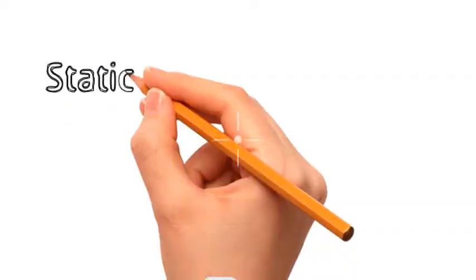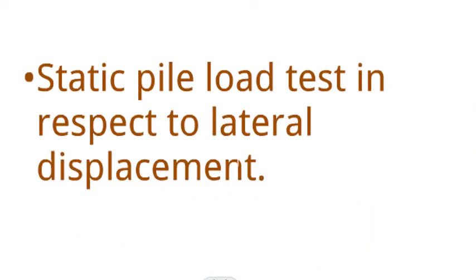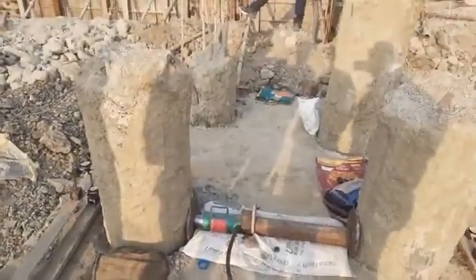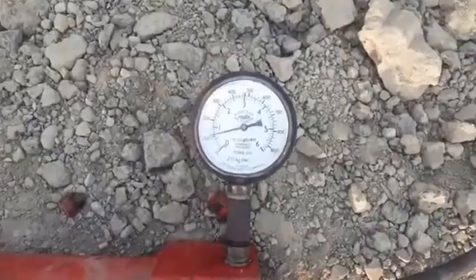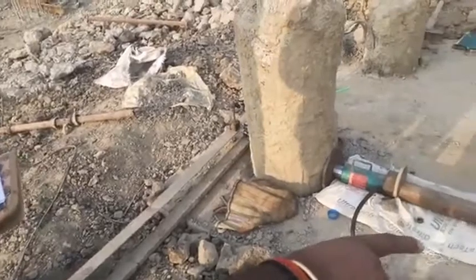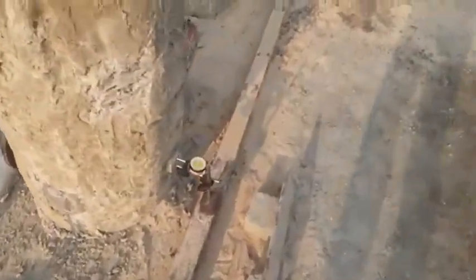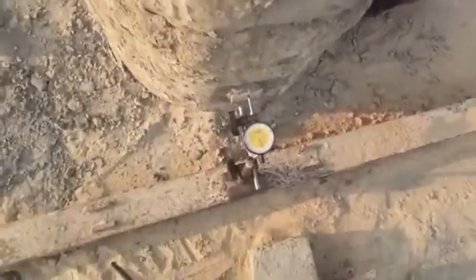The third one is the static pile load test in respect to the lateral displacement. To carry out the static pile load test in respect to the lateral displacement, the most employed method is to place a jack in between 2 piles and as the jack is loaded to expand, the two piles will be pushing each other laterally. And of course, a dial gauge will be connected to the pile to take the readings with respect to time, as usual.